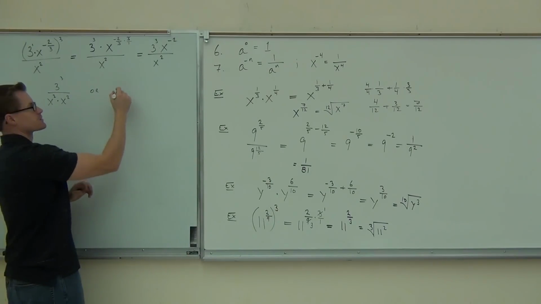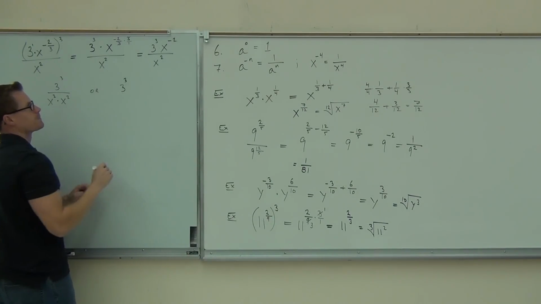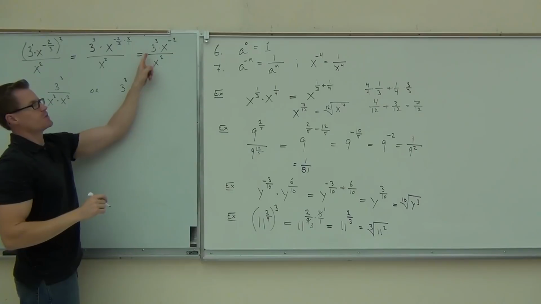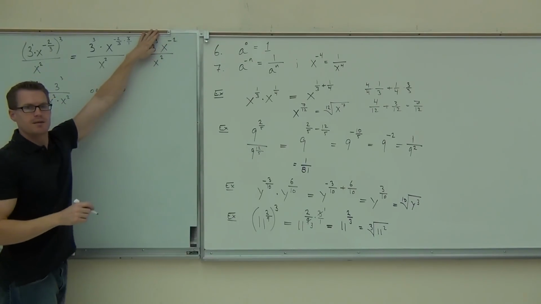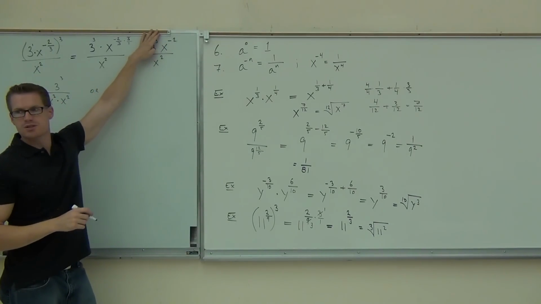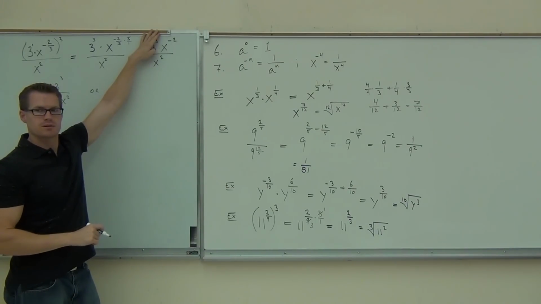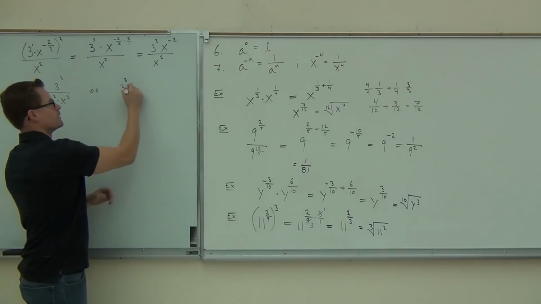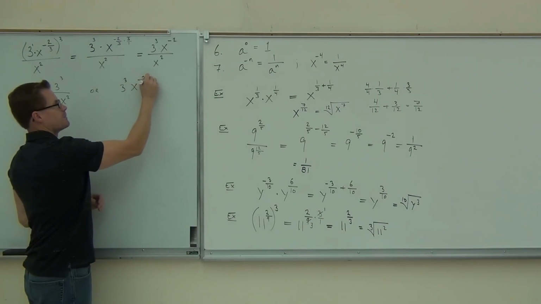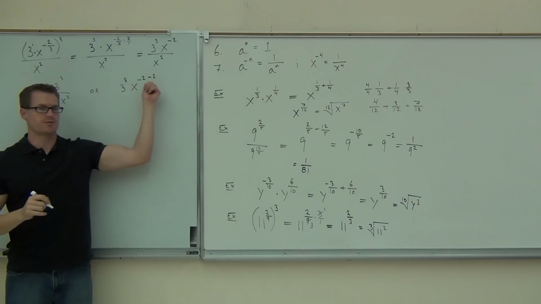you could think of it like this. You have 3 to the 3rd. To combine these exponents, ignore that for a second. That's x to the negative 2 over x to the 2. How do you combine exponents when you're dividing common bases? Subtract. You'd have x to the negative 2 minus 2. You see where the minus 2 is coming from?